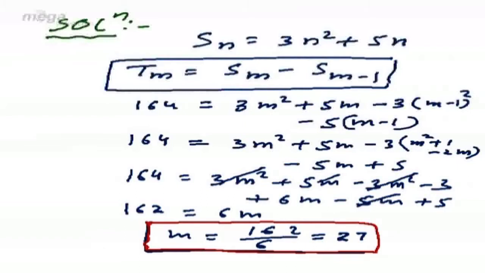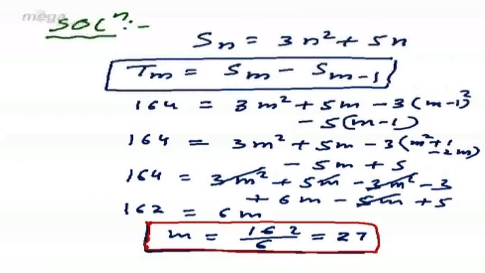3m square gets cancelled by this, 5m gets cancelled by this. 5 minus 3 becomes 2, shift this side, then it becomes 162 is equal to 6m, then m is equal to 162 upon 6, that is 27. This is the second example using the property number 2.